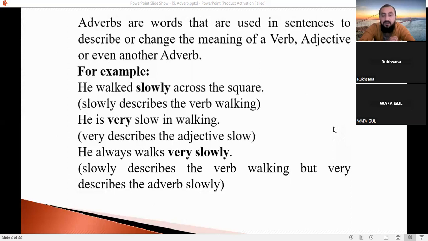He always walks very slowly. Very is an adverb. Slowly is an adverb too. So an adverb describes an adverb as well. Any questions?